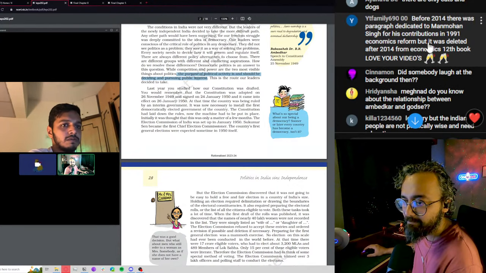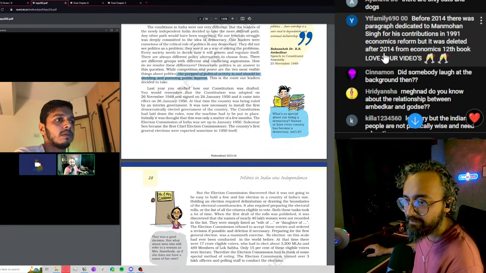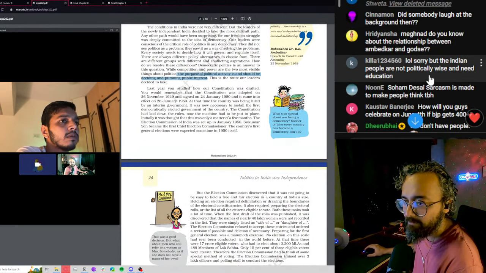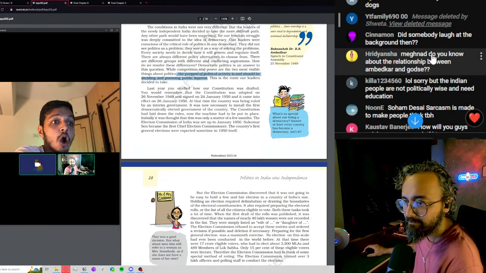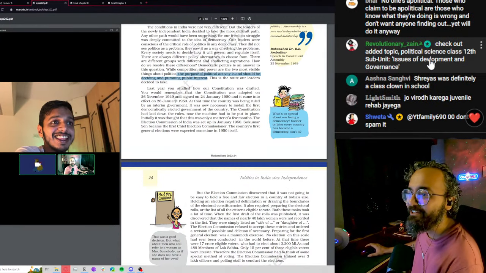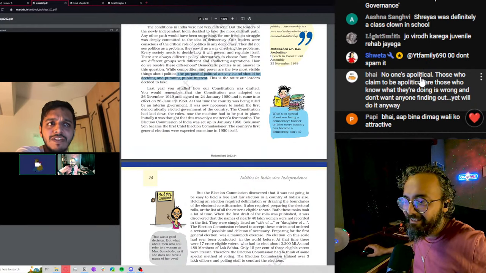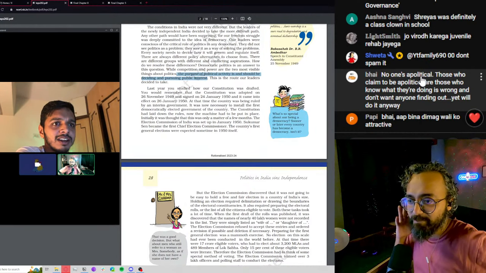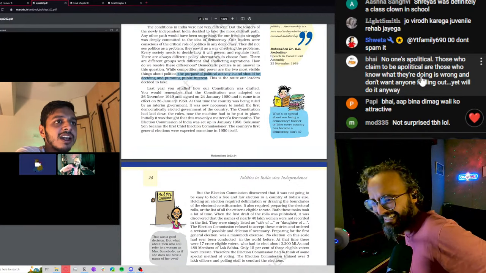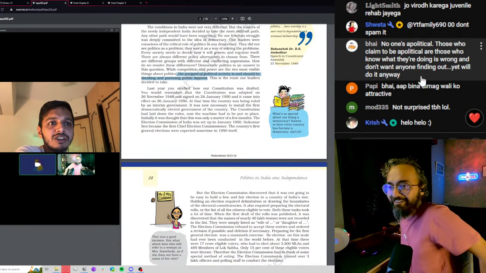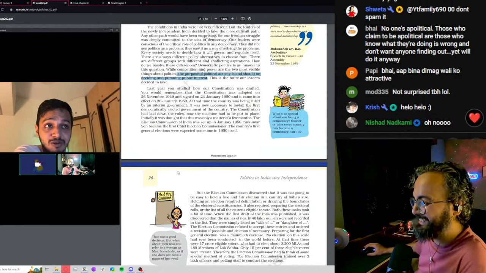Before 2014, there was a paragraph dedicated to Manmohan Singh for his contributions to the 1991 economic reforms, but it was deleted after 2014. Arre, hata diya? Kisne hataya? Oh, it's happening. No, Shweta deleted it. I don't know why Shweta deleted it. Shweta is the mod and she's very brutal sometimes. When I'm reading it, it's just deleted. You know who else is brutal? I think you need to do a background check of Shweta again. I know Shweta, I've met Shweta, but you meet people, maybe you don't understand who they are. True.